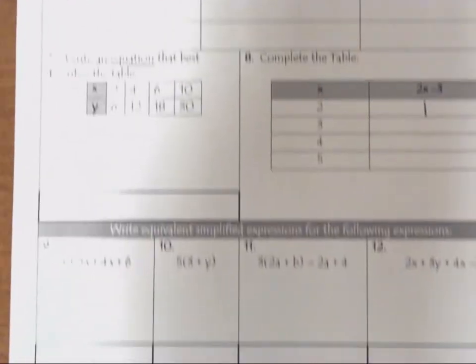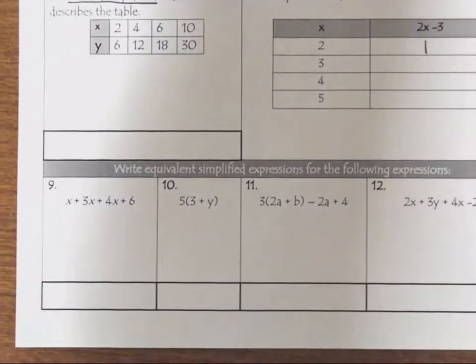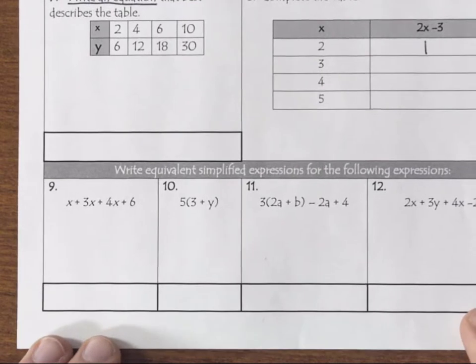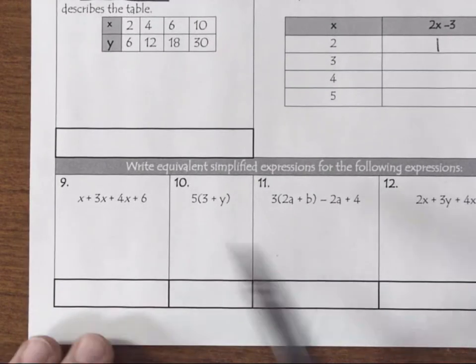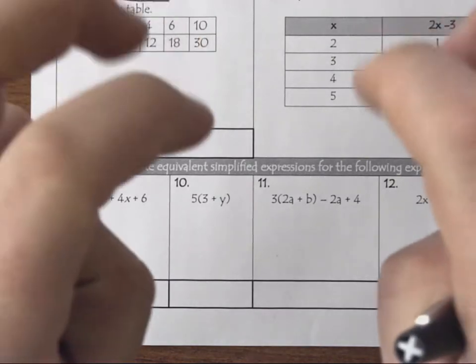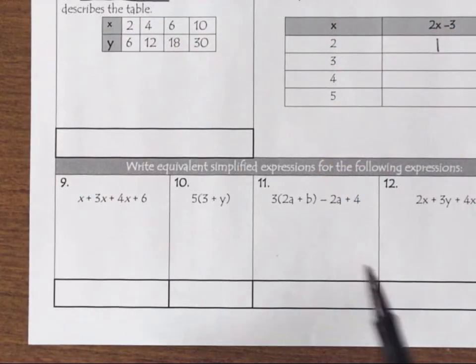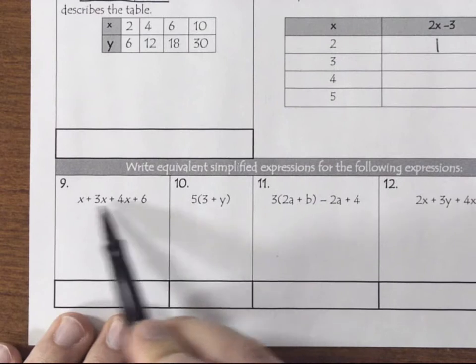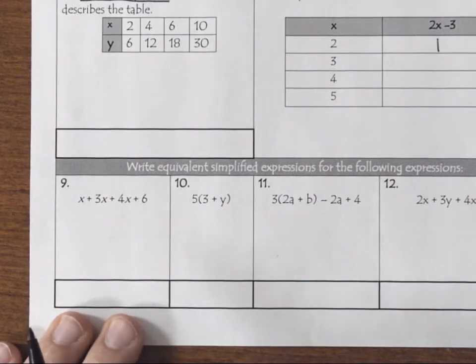Numbers 9 through 12 all say to write an equivalent simplified expression for the following expressions. So I'm looking for either parentheses that mean I need to distribute, or I'm looking for like terms that have the same last name that I can put together. Okay, so in this one, do I see any parentheses? No, I do not.